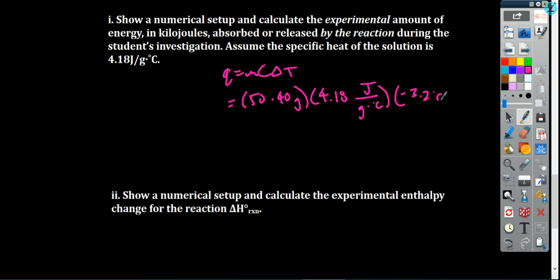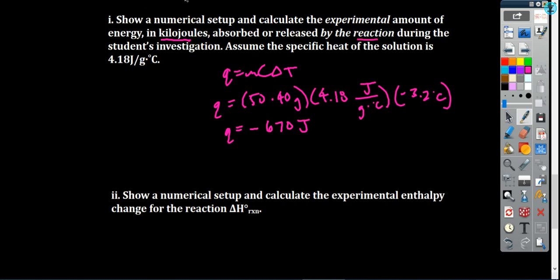So not quite as big a temperature change as we would have expected. And when I solved this for Q just by multiplying those three things together, my measured Q is negative 670 joules. Again, joules because that specific heat has the unit of joules in there. But remember, we're asked to calculate in kilojoules for the reaction.